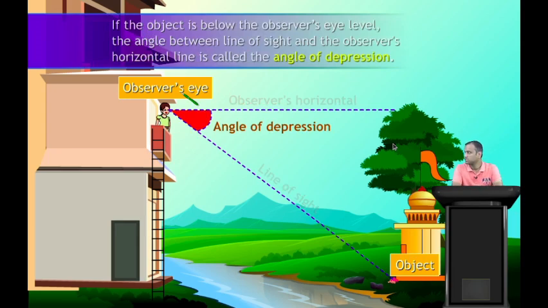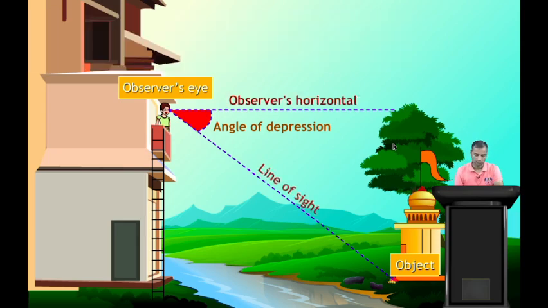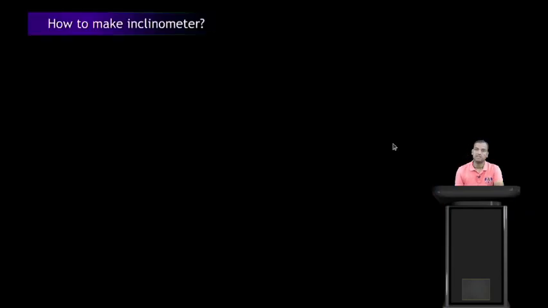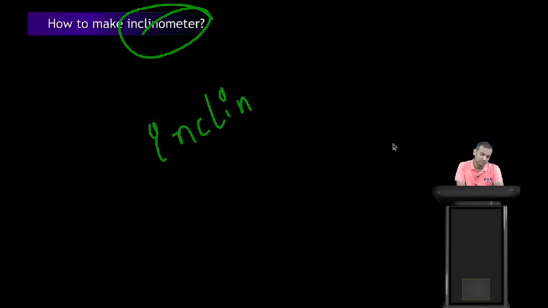If the object is below the observer's eye level, the angle between the line of sight and the observer's horizontal line is called, what is it called? Yes, it is called angle of depression. So now you have two kinds of angles: angle of elevation and angle of depression. Now there is an instrument called the inclinometer, and the inclinometer is used to measure the inclination angle. What is it used for? Inclination angle.